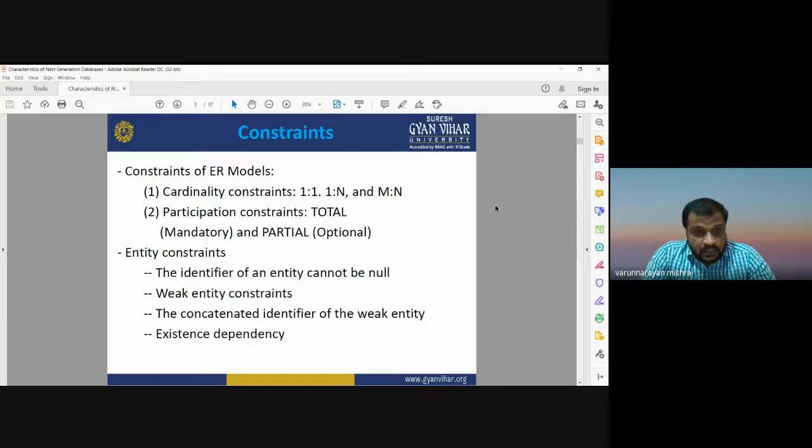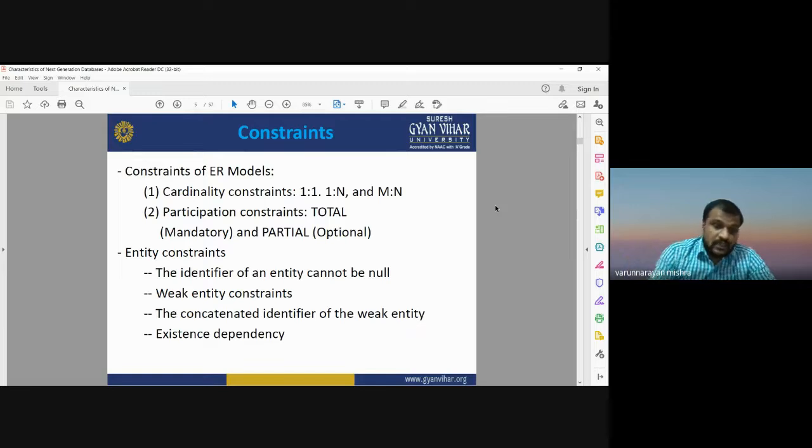Now, in the entity relationship model, there is also the term constraint. A constraint may be of two types. It may be the cardinality constraint, or it may be the participation constraint. Cardinality may be of three types. If one entity has a direct relationship with another entity, that is a one-to-one relationship. If one entity has a relationship with multiple entities, that is a one-to-n relationship. And if many entities have a relationship with many entities, it is known as a many-to-many relationship.